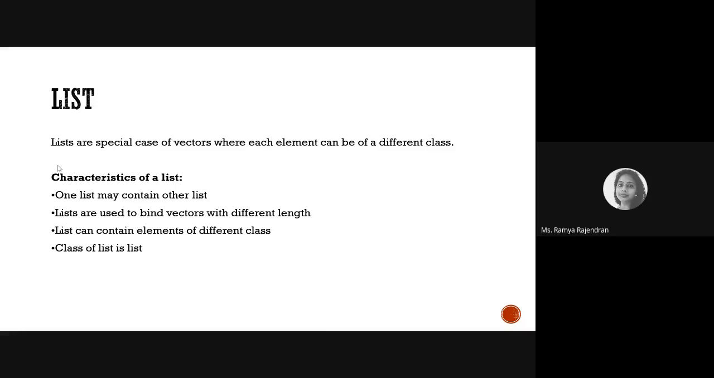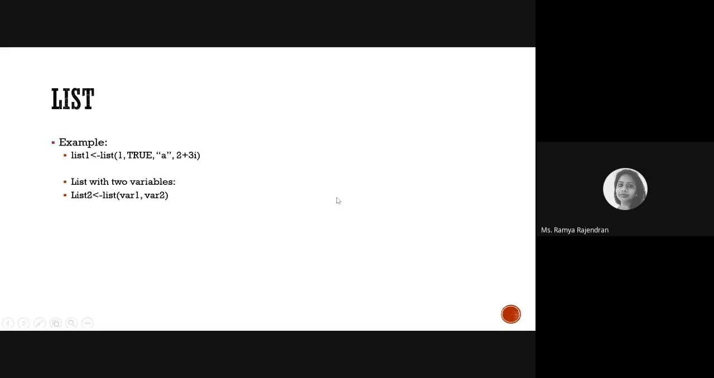In a matrix it should be only numeric, whereas in a list it can be a string, or logical values, it can be anything. It can contain different elements of different classes, and the class of the list is list. Here is an example. You have list1 equal to list of 1, 2, a, 2 plus 3i. And you can also list two variables within a list. We can just see this in R.